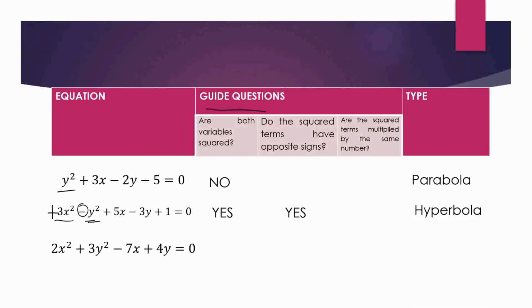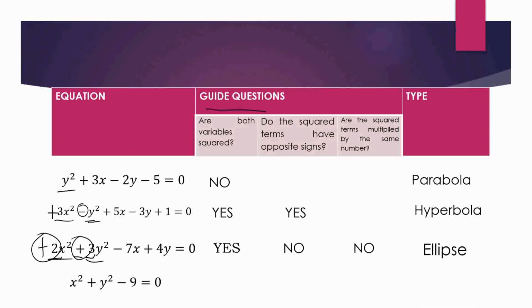So next is 2x squared plus 3y squared minus 7x plus 4y is equal to 0. So are both variables squared? Of course, yes. And do the squared terms have opposite signs? Meron ba silang opposite sign? So no, dahil pareho silang positive. Are the squared terms multiplied by the same number? So no, dahil meron silang magkaibang value ng numerical coefficient. So 2 and 3. So hindi sila equal. So therefore, isa siyang ellipse.